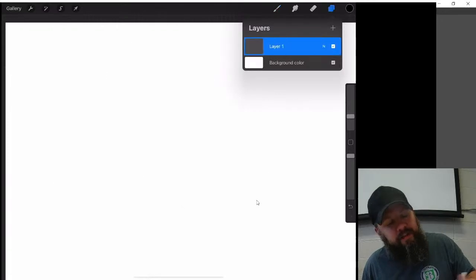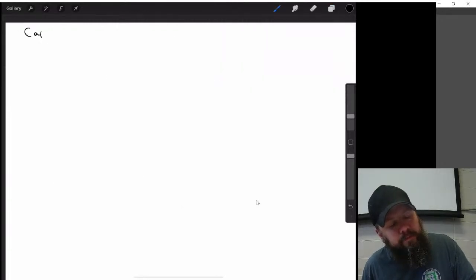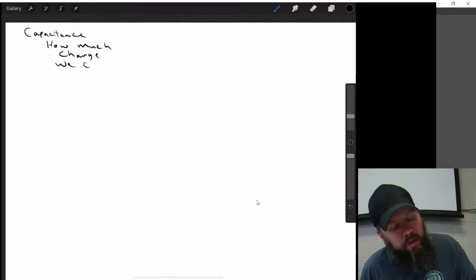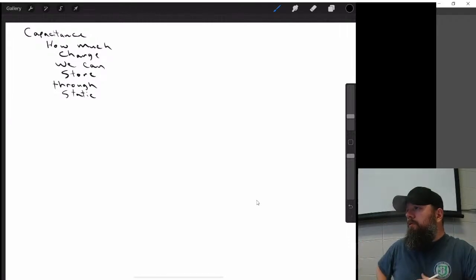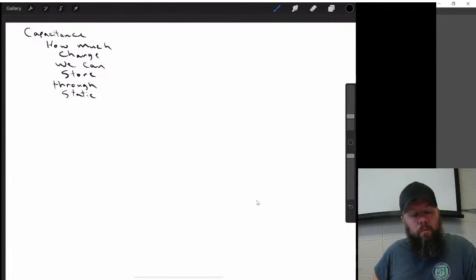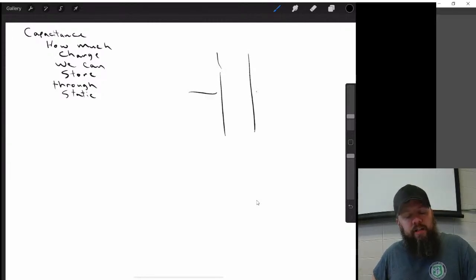Let's look at capacitance. Capacitance is how much charge we can store through static. Let's say that. What was inductance? How much charge or how much energy we could store through magnetism, right? What makes a capacitor a good capacitor?